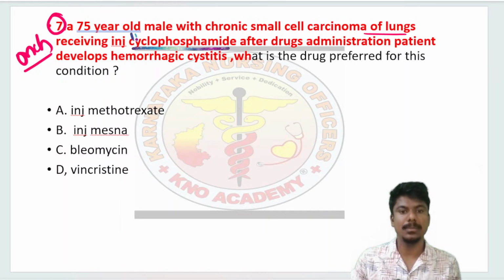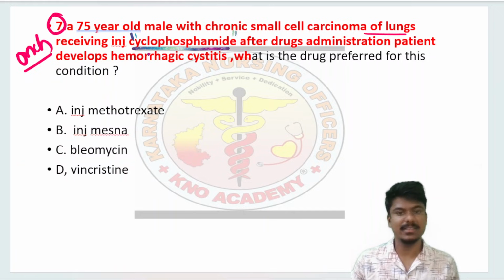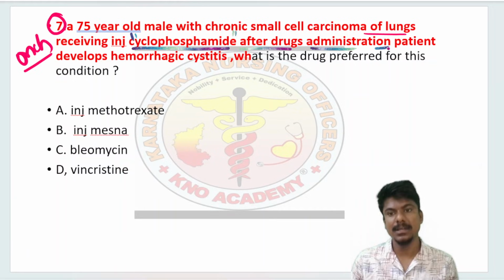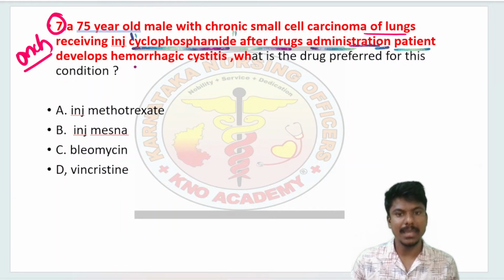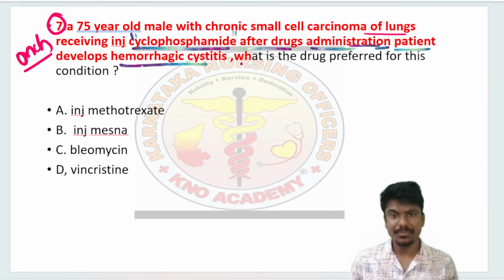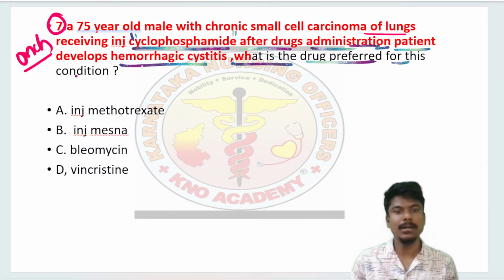It's a chemotherapy drug for small cell carcinoma. He's receiving the cyclophosphamide drug. After administration of the drug, the patient will develop hemorrhagic cystitis, nothing but bleeding from the bladder. The bladder will be inflamed. So what is the preferred drug for the condition?